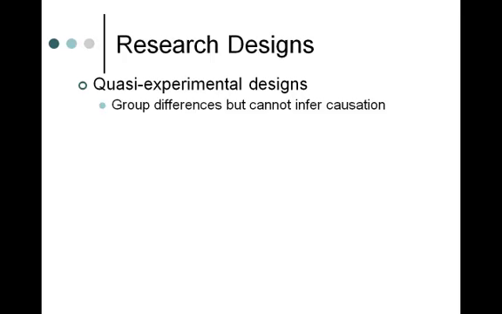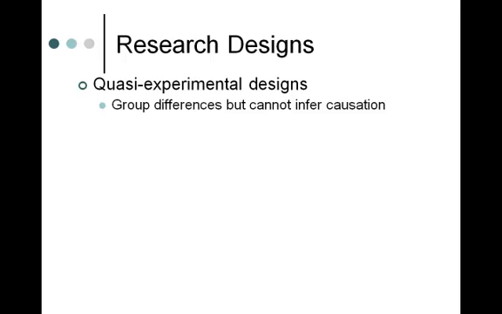So since you don't assign people to a group, you don't manipulate an independent variable. That detracts from your internal validity, your ability to be confident about any kind of cause-effect relationship. But you can take steps to try to increase your confidence that there is a causal relationship. You can't ever be sure, but you can say, well, it seems pretty likely because I've done these things.